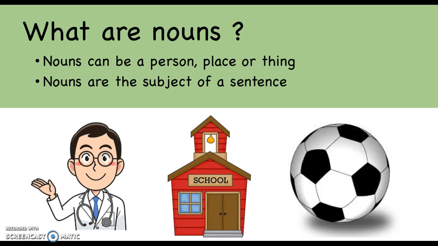Nouns are also the subject of a sentence. So when we look at sentences that are made up, they are usually about someone, something, or a place. For example, if we wanted to write a sentence about the doctor, we could say that the doctor is very happy when he helps people. And in this case, the sentence is about the doctor and how he feels happy.